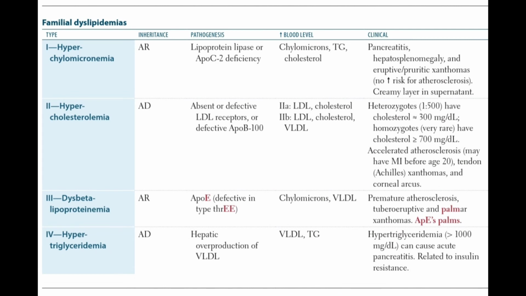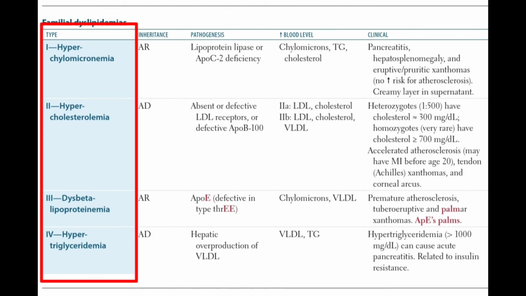So we have discussed various familial dyslipidemias. Again, I am going to list those familial dyslipidemias for you. Type 1 is hyperchylomicronemia. Type 2 is familial hypercholesterolemia. Type 3 is dysbetalipoproteinemia, and type 4 is hypertriglyceridemia.